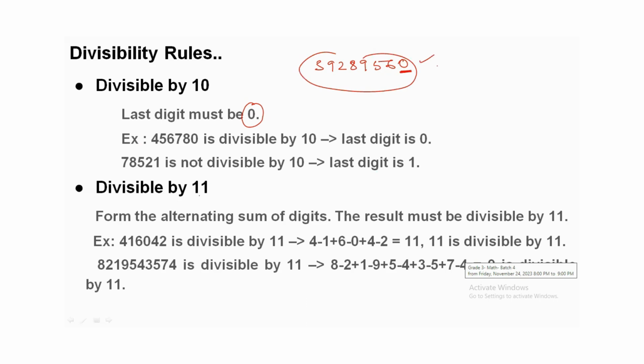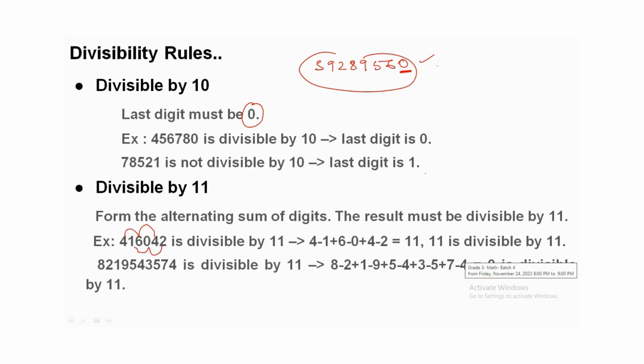Now we have the divisibility rule for 11. For this rule, we need to take the alternating sum of the digits, grouping them according to their odd places and their even places, and add them accordingly. You can see one number here, 416,042. We need to check whether it is divisible by 11 or not. We will add alternating digits: 4, 6 and this 4, and then we will add 2, 0 and this 1.